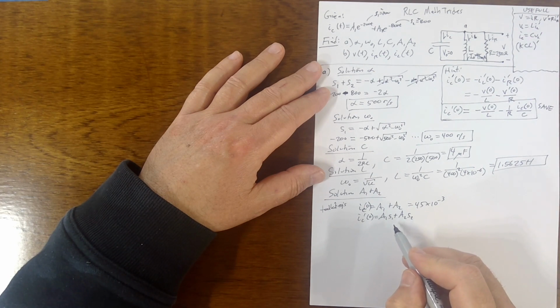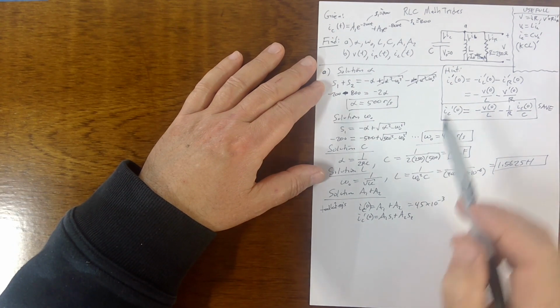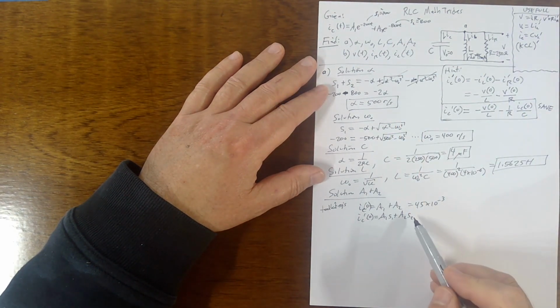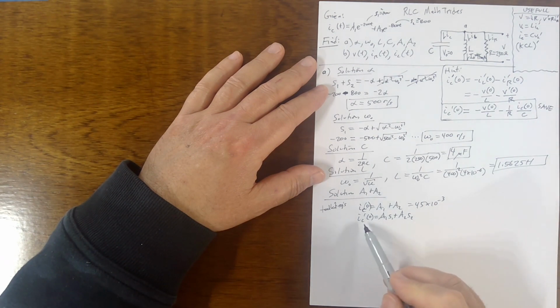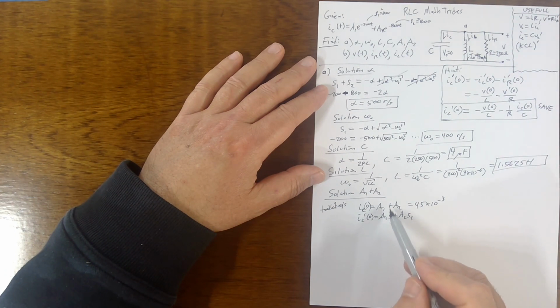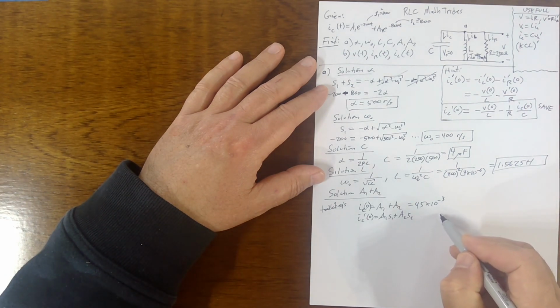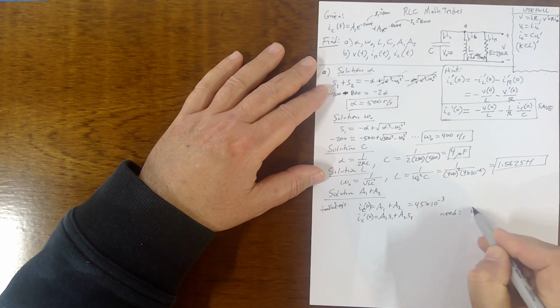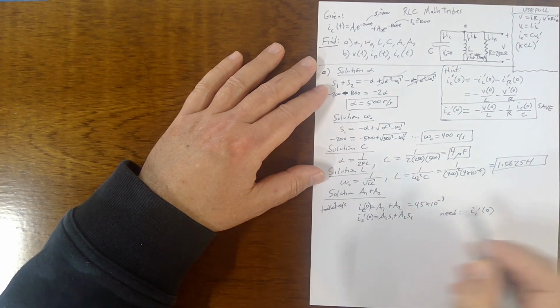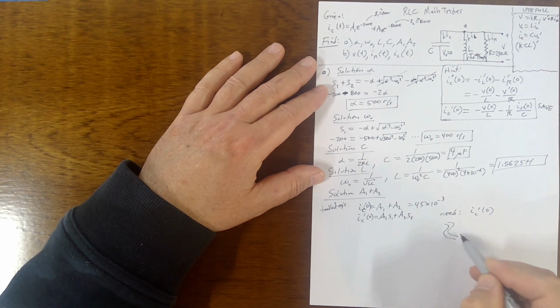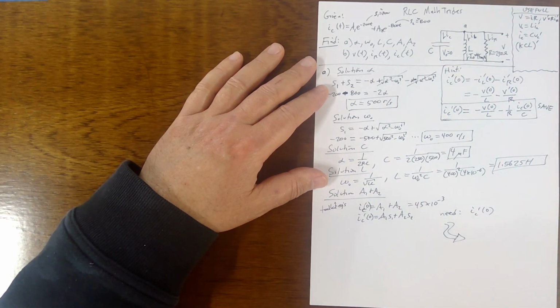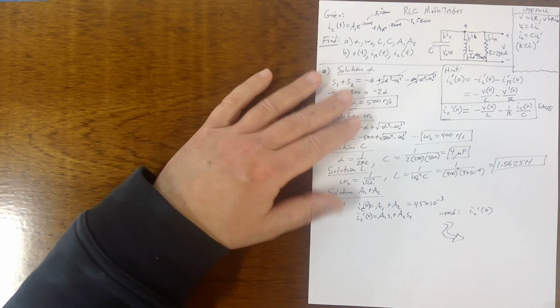So we have these S's, S1 and S2. That's here, minus 200 and minus 800. If we had I sub C prime at 0, then we would have a system of equations with 2 unknowns and 2 equations, and there would be a solution. So basically, we need I sub C prime at 0, and then we'll come back to this thing. So start a new page here because there's a lot to do.